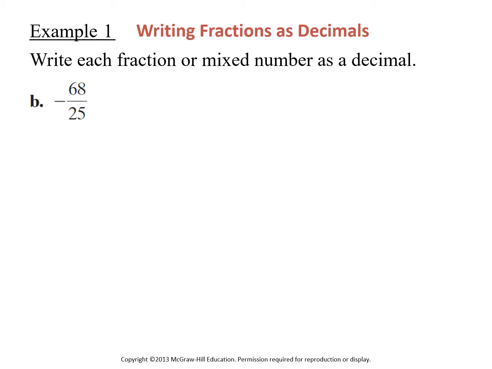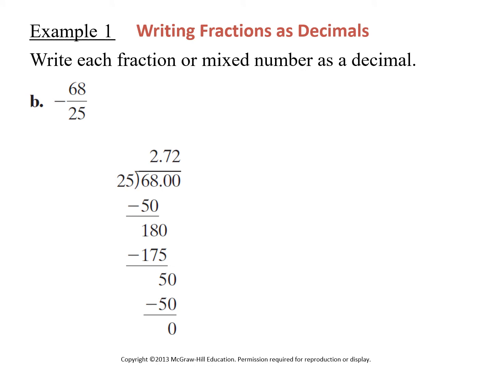Negative 68/25 is negative 68 divided by 25. So we will divide, and here we ended up putting 2 zeros onto the dividend, and we got a terminating decimal, 2.72.